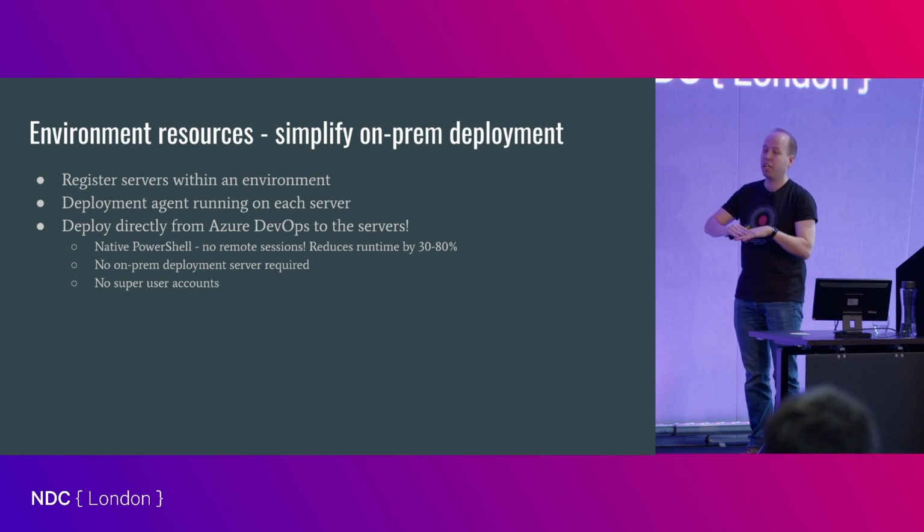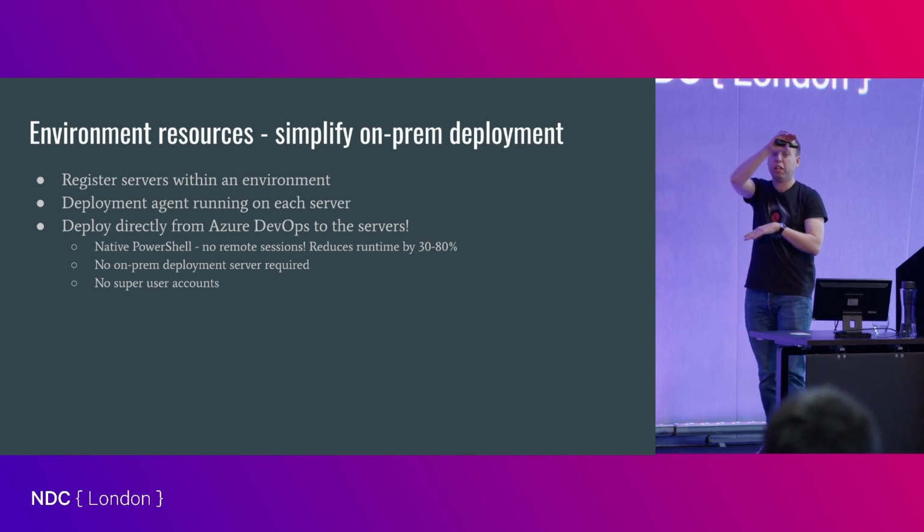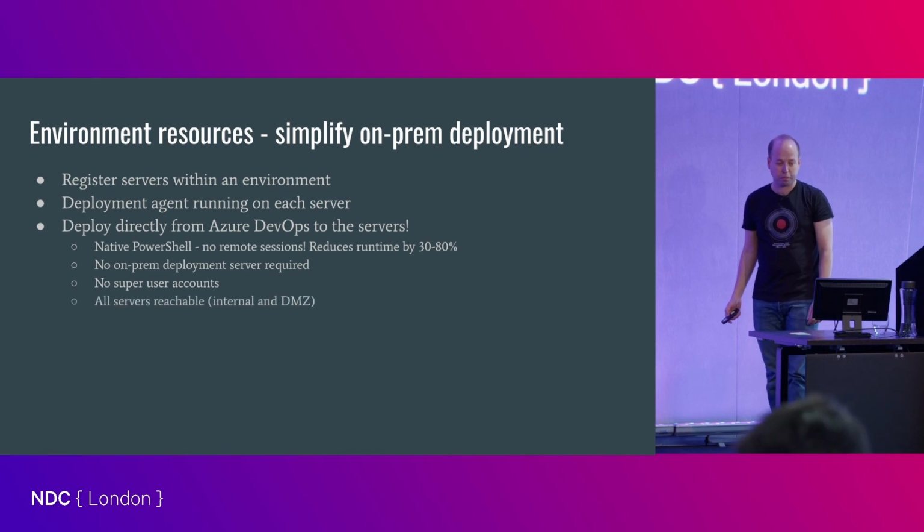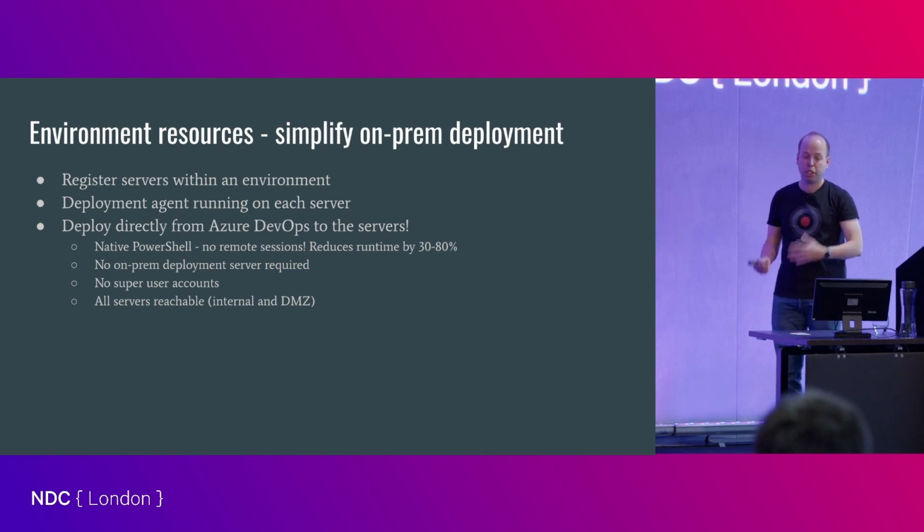It's the servers themselves that talk to DevOps and ask, okay, do you have any tasks for me? All right, let's do that. So they don't need any specific user accounts to do that. And all our servers suddenly became reachable. We had issues with deploying to our servers which were located in the DMZ, but now they communicate by themselves with Azure DevOps.